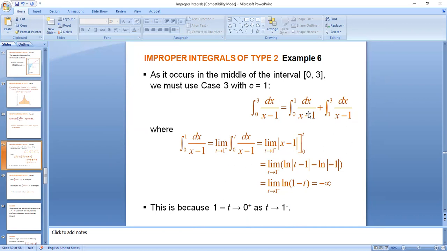So this will yield an ln. You will have to replace the 1 here by the t, and you will have 0 here. So we'll just process this part here. We'll process this one here next. So we'll have the limit of the integral of 1 over x minus 1. This should be 1 minus x. Okay, another error here. So the limit of 1 over x minus 1.